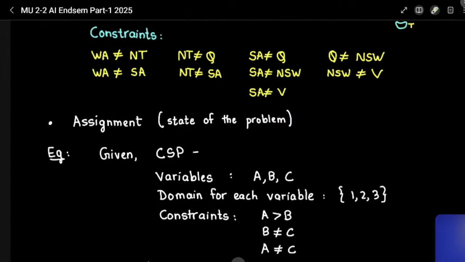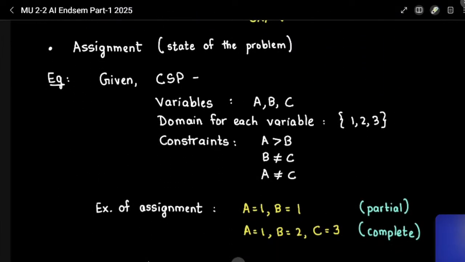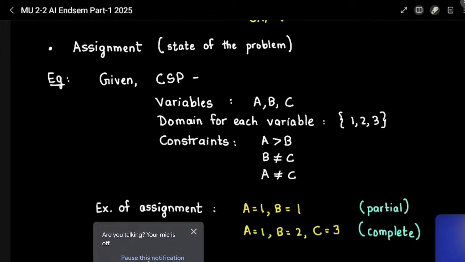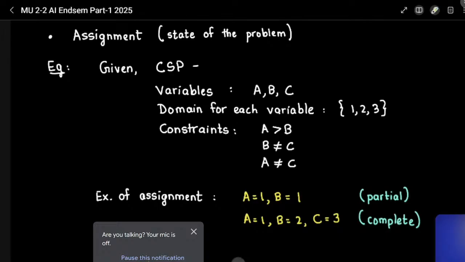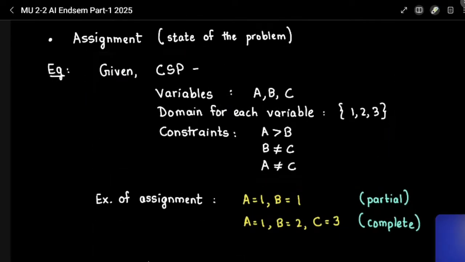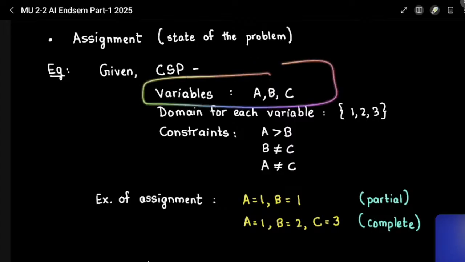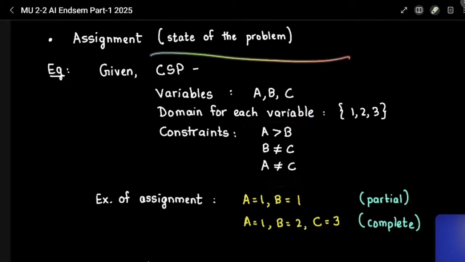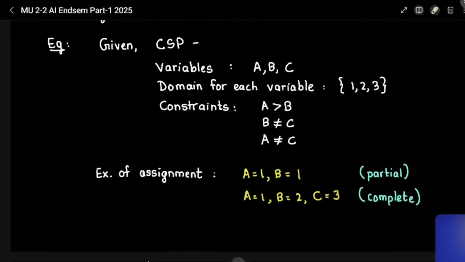Now, yesterday we talked about what is an assignment, right? Complete assignment, consistent assignment, so on and so forth. An assignment is nothing but the state of the problem. So we'll look at some examples. So let's say this is some CSP. You have some variables. Even in this case, the domain of each variable is the same, so I just wrote it once. And then let's say you have a set of constraints. So this is your CSP, for example. Let us look at some examples of assignments. So what is assignment? You just take a value from the domain and assign it to the variable. So that makes it an assignment.